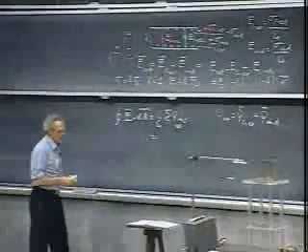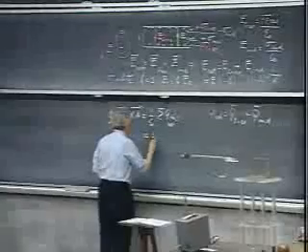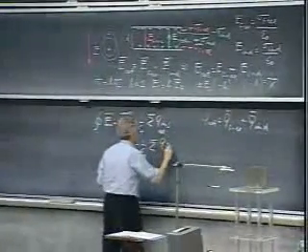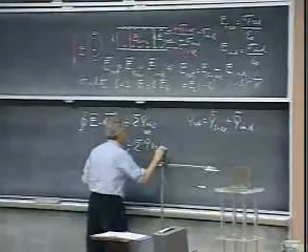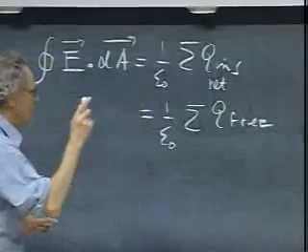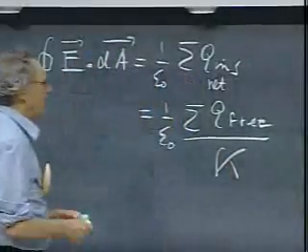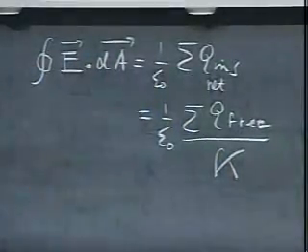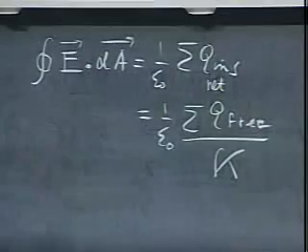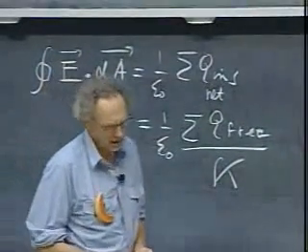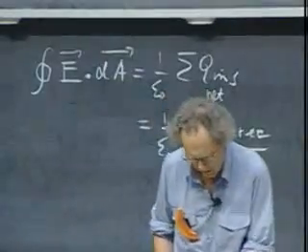And so therefore, you can write down 1 over epsilon 0 times the sum of Q free, but now you have to make sure that you take the induced charge into account, and therefore you divide the whole thing by kappa. Then you have automatically taken the induced charge into account. So you can amend Gauss' law very easily by this factor of kappa.